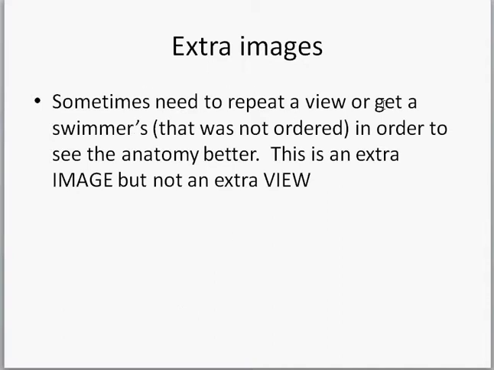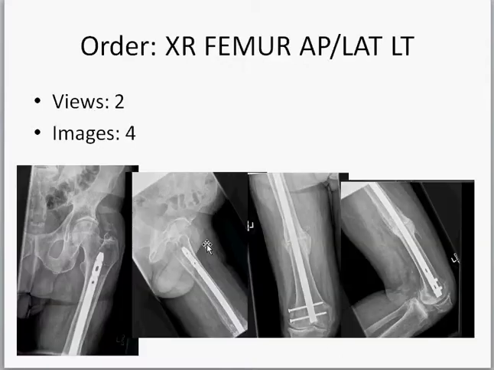I mentioned this already. Extra images. Sometimes if you repeat a view, even a swimmer's view, if it wasn't ordered, if it was just taken because we don't see the C7, T1 level very well, technically that is not a separate view. That's simply essentially like a repeat. So here are some examples of things that come up.